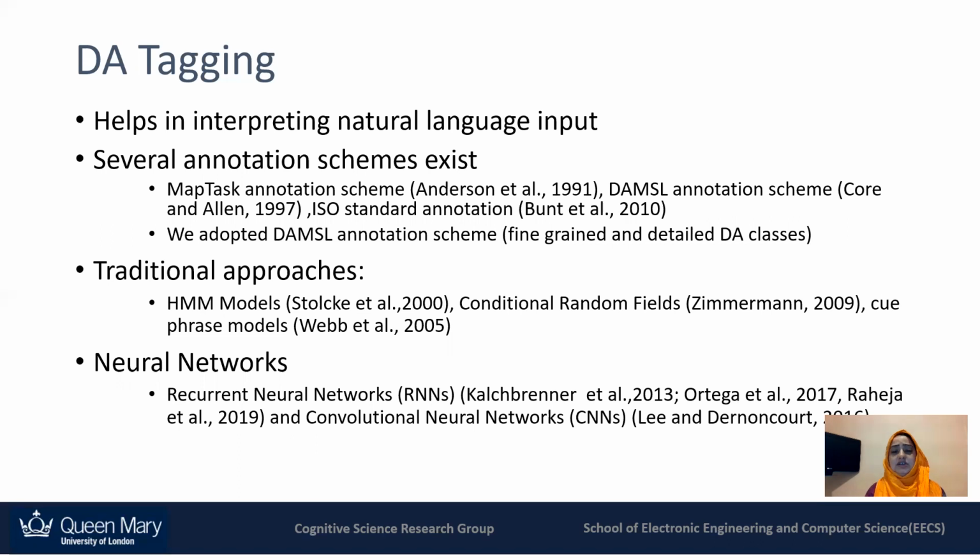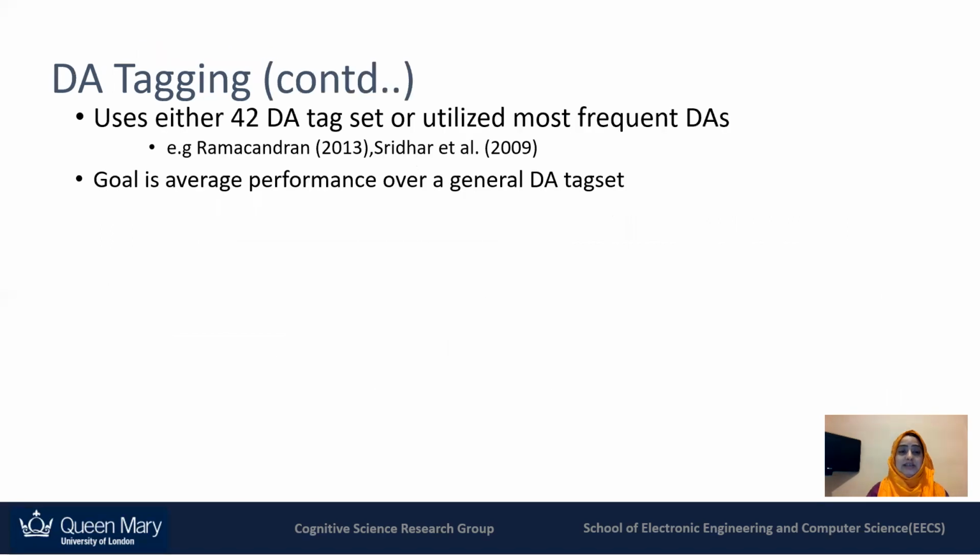The traditional approaches used to predict dialogue tags for conversations or utterances are hidden Markov models, conditional random fields, SVM-based models, and then neural networks. All these approaches either use the full 42 dialogue tag set or utilize the most frequent dialogue acts like statements, agreements, or declarative statements. So the overall goal of these approaches is to improve the overall accuracy over a general dialogue tag set.